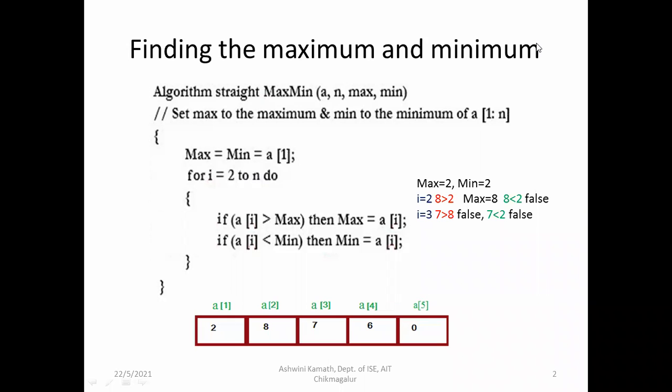Increment the value of i. i becomes 3. When i becomes 3, the next element is 7. 7 greater than 8 is false. 7 less than 2 is also false. Both the conditions are false. Go for the next value of i.